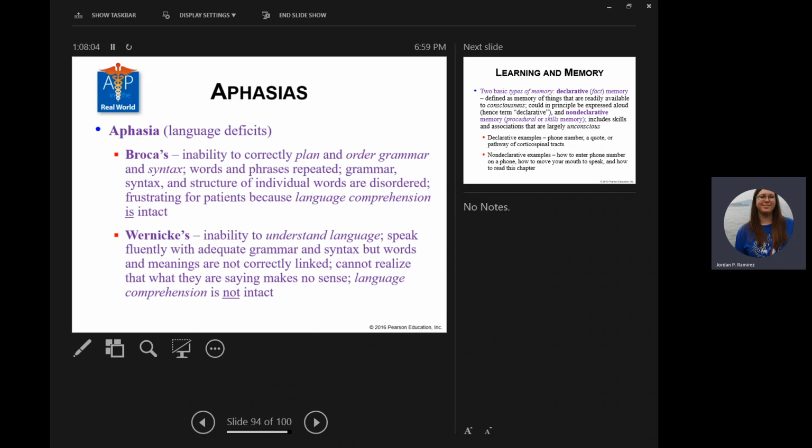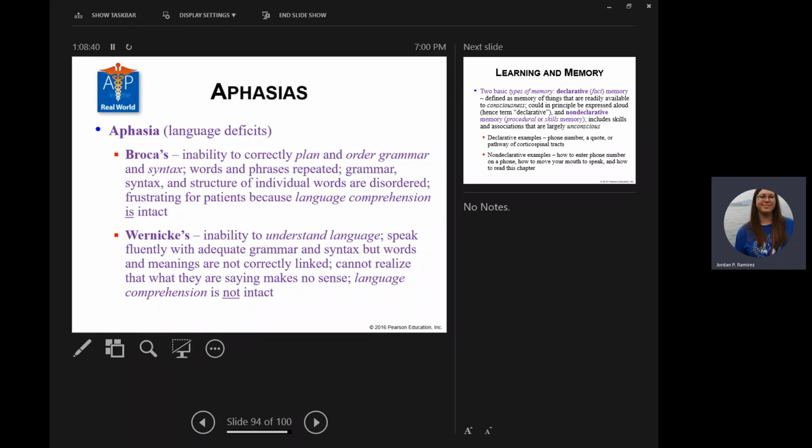In Broca's aphasia, you have an inability to correctly plan and order grammar and syntax, so the words and phrases are oftentimes repeated. Grammar, syntax, and the structure of individual words are in disorder. It can be frustrating for patients because their language comprehension is intact. They can understand what they want to say, they can understand what you're saying to them, and they can understand that they're not saying the right thing, but they just can't do it. Their cognition is not impaired. It's all kinds of trouble.